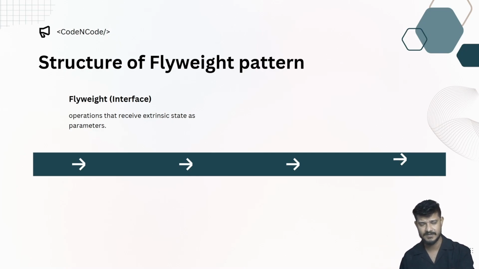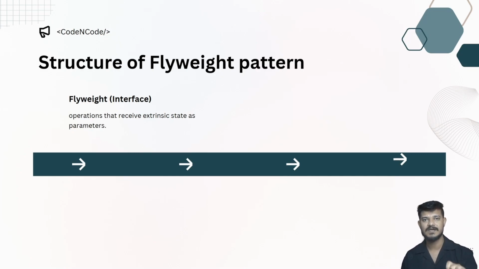In this case, rendering or drawing that tree onto the screen, right? That is rendering. So you will need both of these things. You will need the texture, you will need the position and the height also. So what will happen? You will define the flyweight, right?